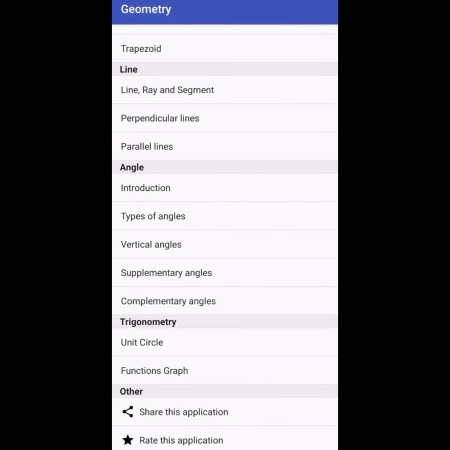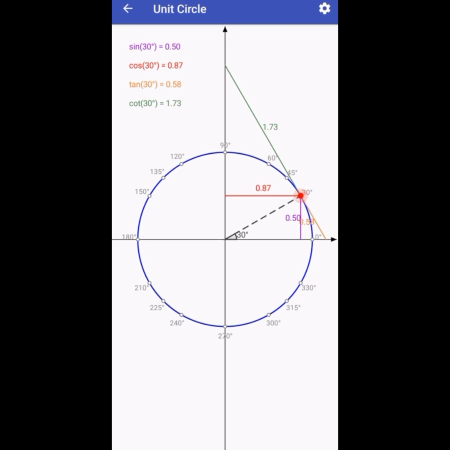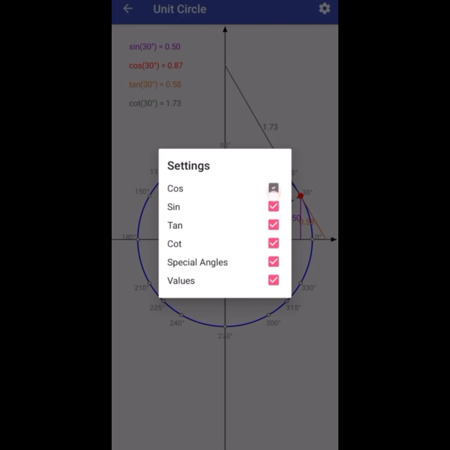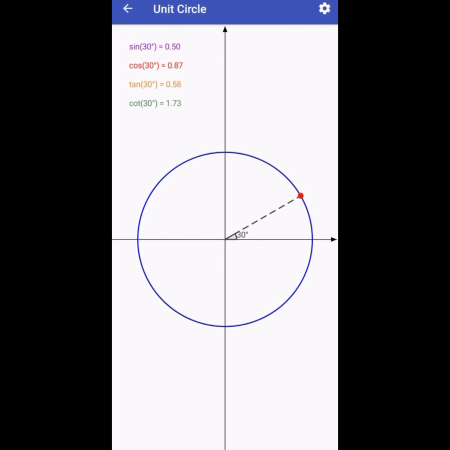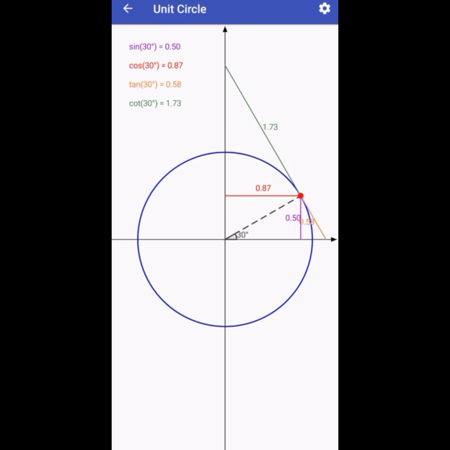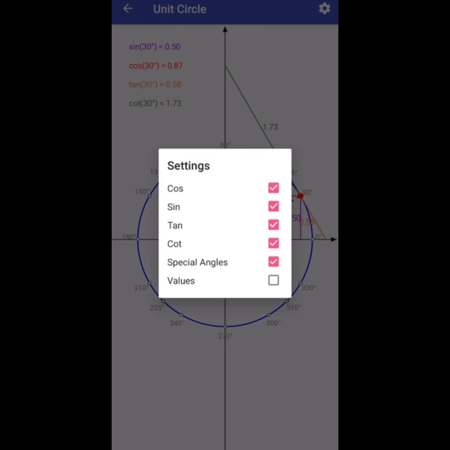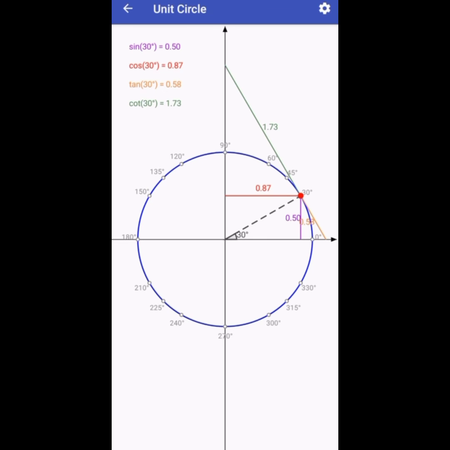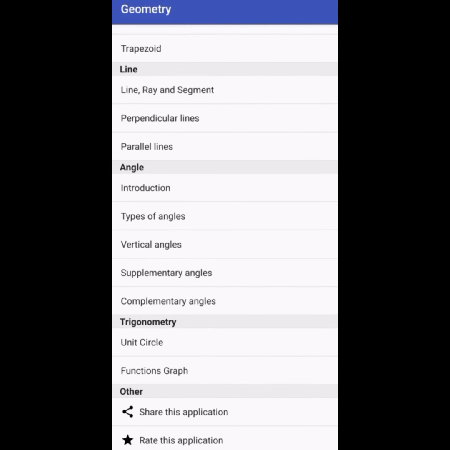Since we are done with the angle, let's go to the trigonometry. Here are the unit circles. You can show the cos, sin, tan, cot, or hide them all. Especially cos, sin, tan, cot, they will be displayed with the unit circle with the given values.